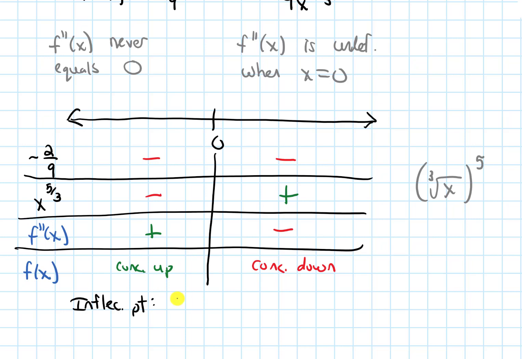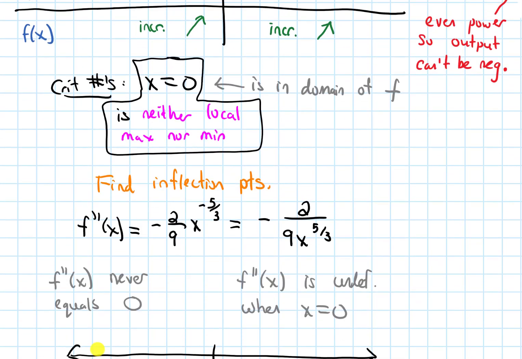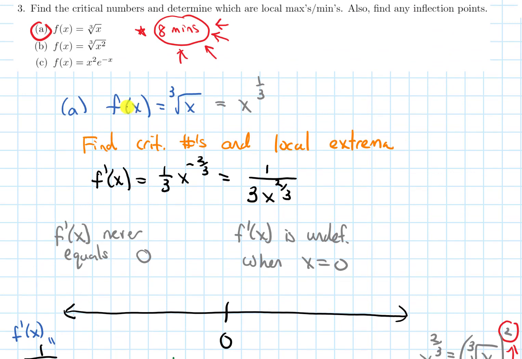In this case, we'll just have one. It occurs when x equals 0, since the concavity switches. That's one thing that I need for something to be an inflection point: concavity has to change, and it changed from concave up to concave down. The other thing we need is that f, our original function, needs to be continuous at x equals 0. If we go back and look at our original function, 0 is in the domain of this function, so it is continuous at 0. It's one of our known functions, so these are continuous at every value in their domain.